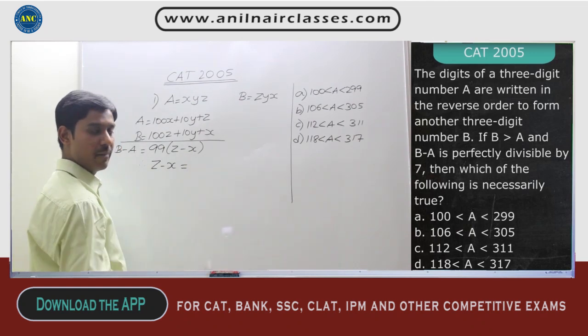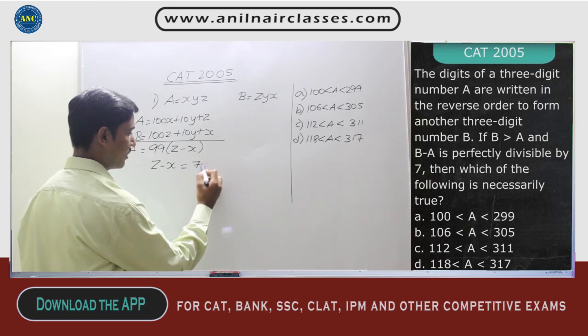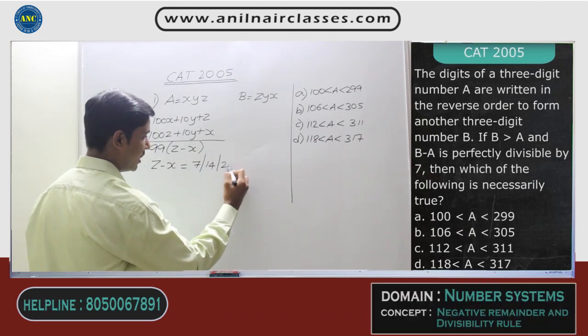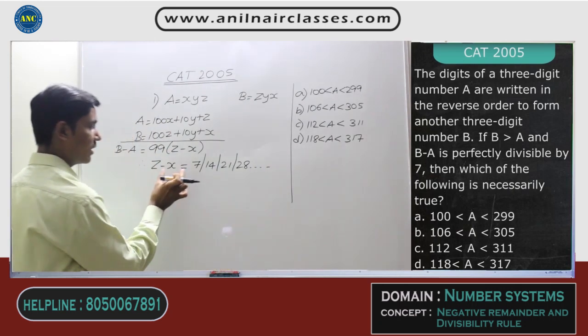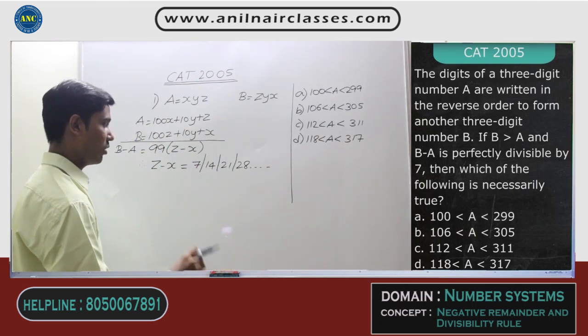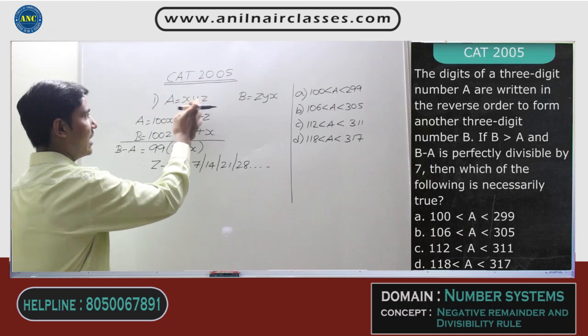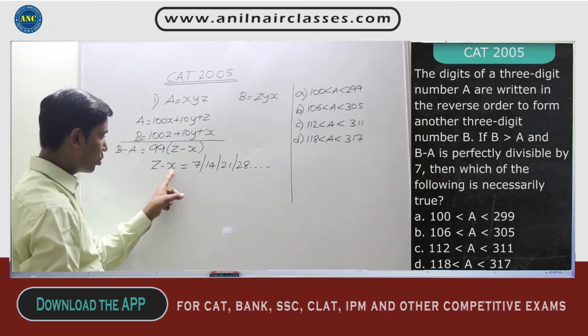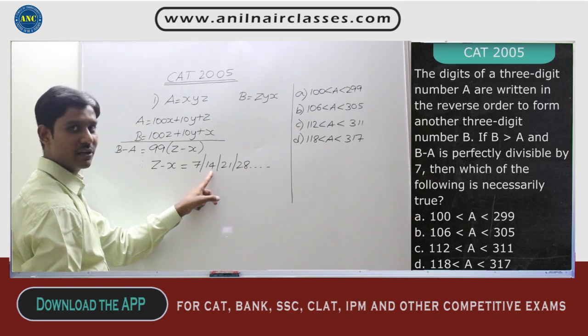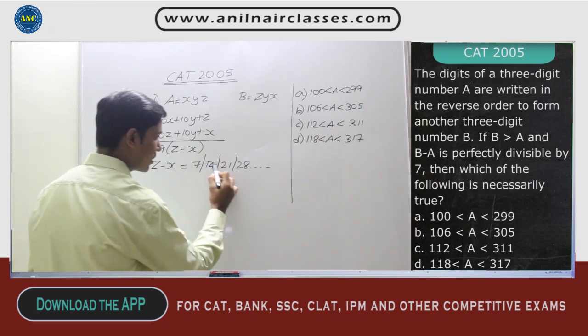Or in other words, z minus x should be a multiple of 7. It can be 7, 14, 21, 28 or whatever the value it is, right? Z minus x should be perfectly divisible by 7. Now think logically, z and x are single digit numbers. So if I subtract two single digit numbers, I will not get 2-digit numbers. So all these cases are ruled out.